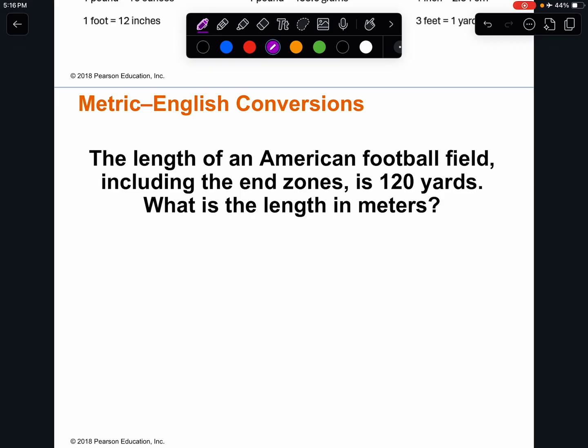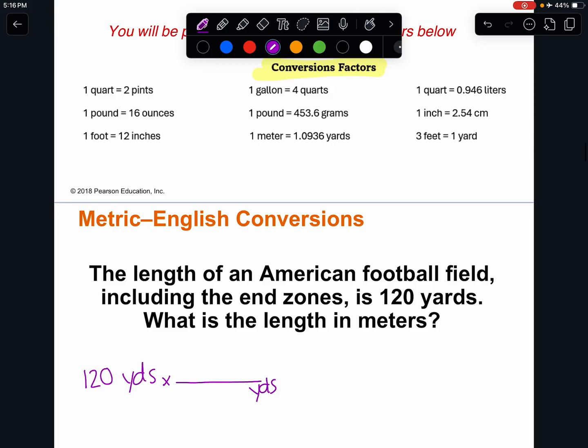So the length of the field is 120 yards. What is the length in meters? So when we do this, we're going to go ahead and do that same process where we start with yards. And we want to get to meters, so I'm going to go ahead up and look on my conversion factors, and I see that I have a yard to meter conversion. So 1 meter is 1.0936 yards. Let me go ahead and plug that into my calculator.